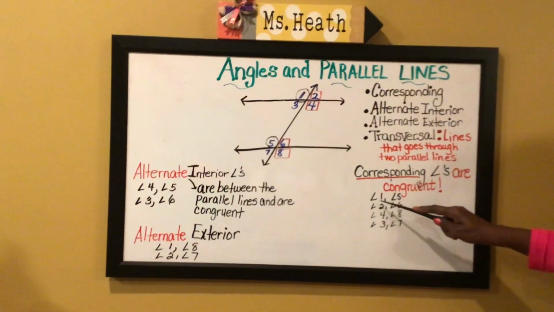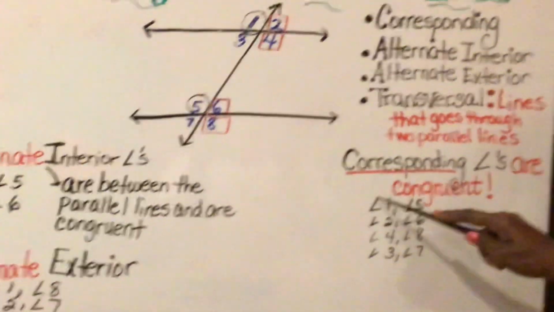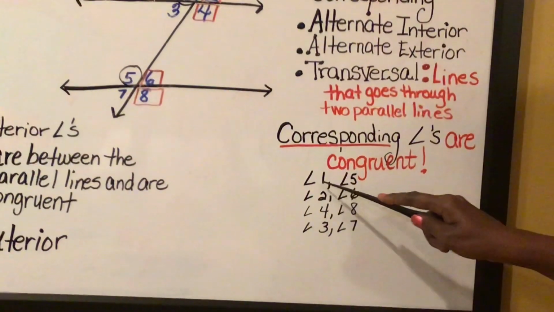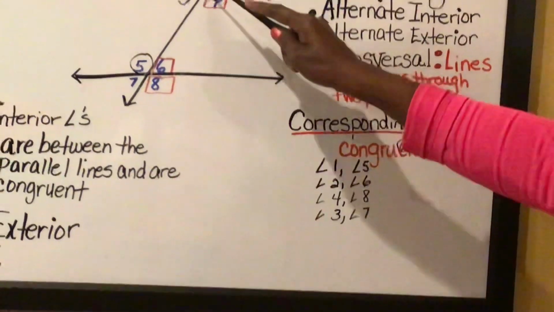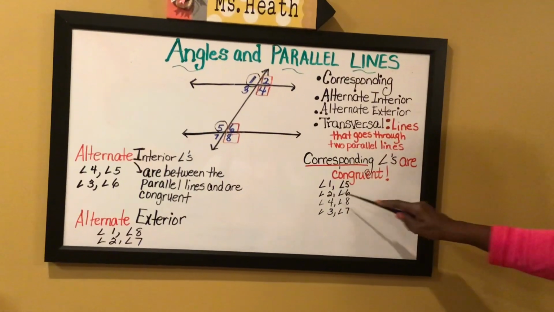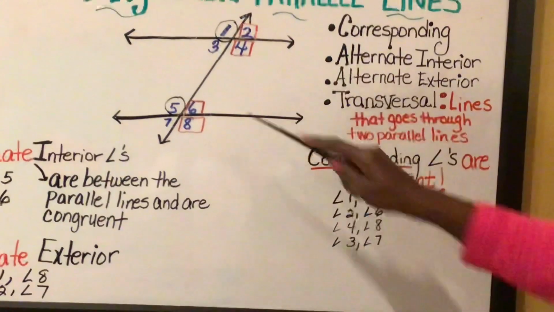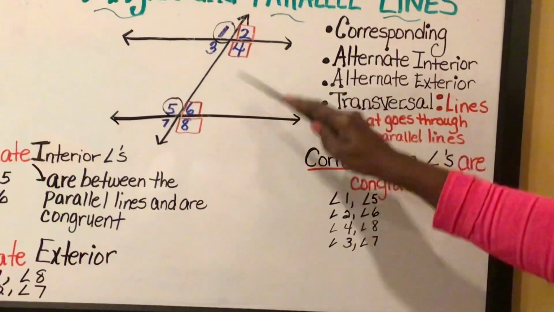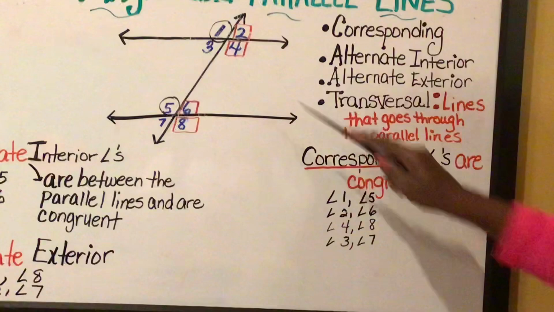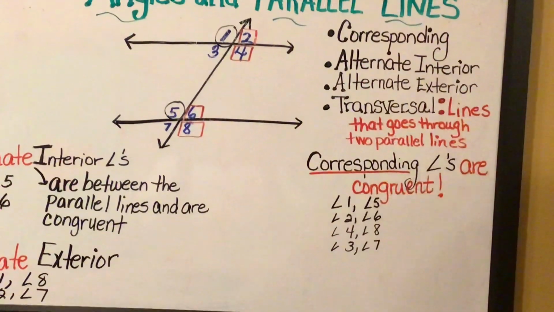Take a look. Angle 1, this is my symbol for angle. Angle 1 and angle 5 are corresponding. 1, 5, corresponding. 2, 6, corresponding. 4, 8, corresponding. 3, 7, corresponding.